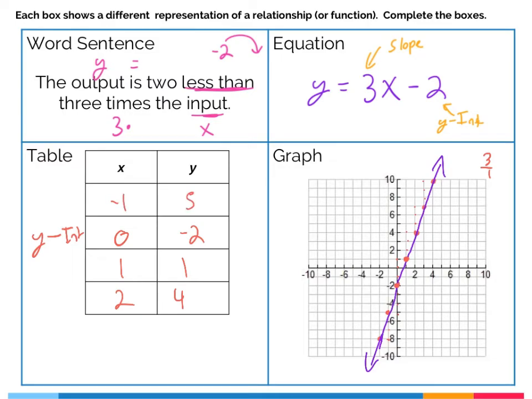So see, I've selected points that were on my graph, and that was much easier than doing the substituting in part. I could have done that. I could have picked x's, plugged them in, multiplied by 3, and subtracted 2, but that would have been a lot of work. I would have had to do that 4 times. It's much easier to just count along the graph and then write the numbers that I found on the graph.